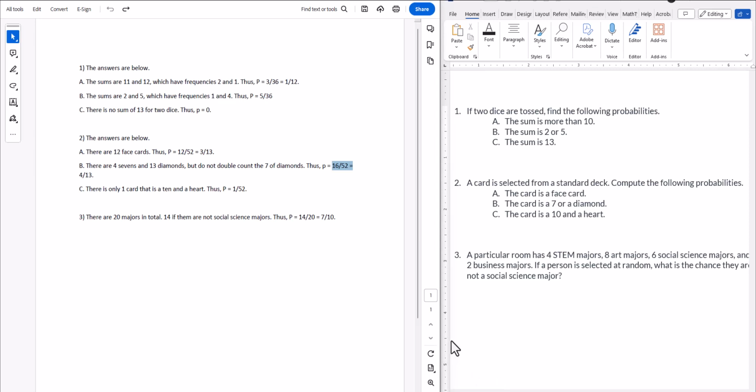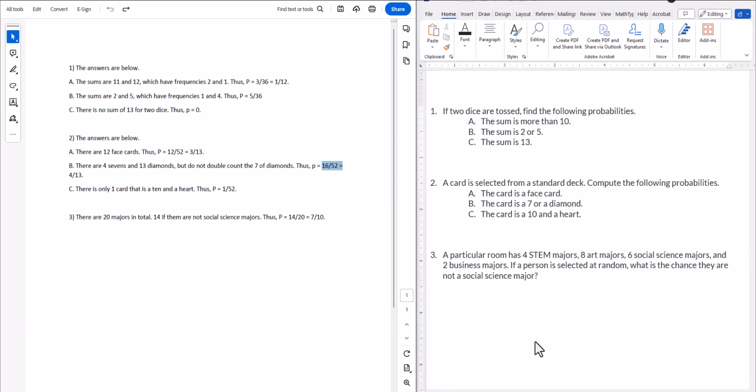Now let's look at the third problem. States the following. A particular room has 4 STEM majors, 8 art majors, 6 social science majors, and 2 business majors. If a person is selected at random, what's the chance they are not a social science major? So altogether, if we add up all the different majors, there should be 20. So let's see, 4 plus 8, 12, plus 6, 18, plus 2 is 20.